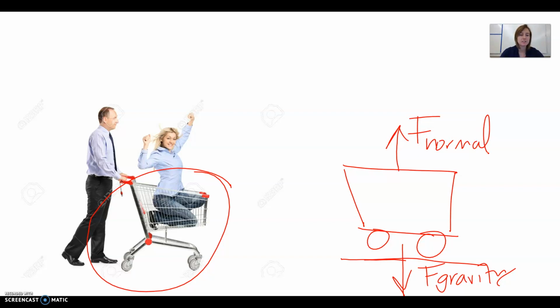And then remember, this guy is pushing the cart. He's pushing it to the right. So we call that applied force because he's applying a force. Kind of like when we did the diagram of the car. So big F for force, little word applied.